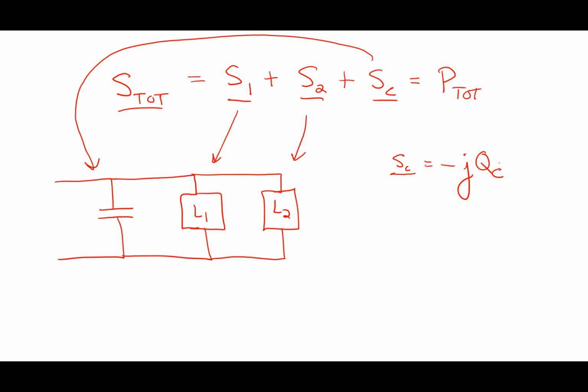So first thing I would do is figure out how much QC I need to add in there. How would I figure that out? How would I figure out what QC needs to be to make that happen? Add S1 and S2 together, right? So if I add S1 and S2 together, right?